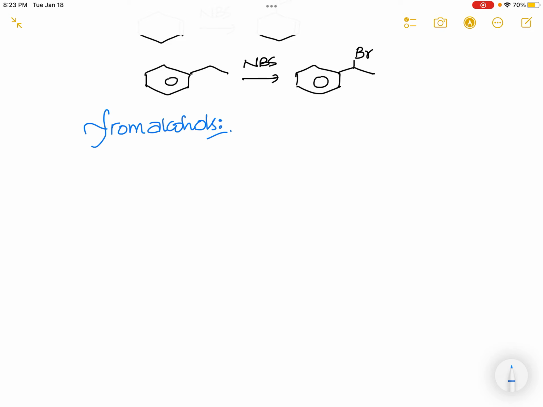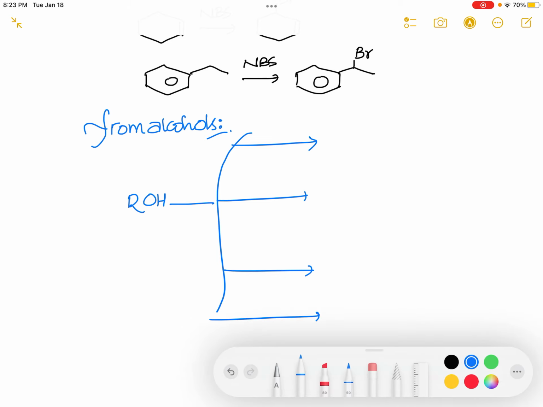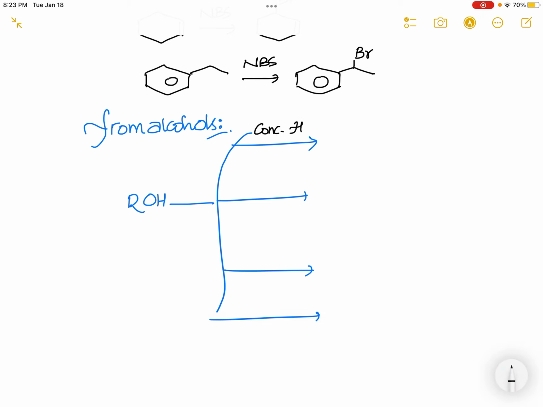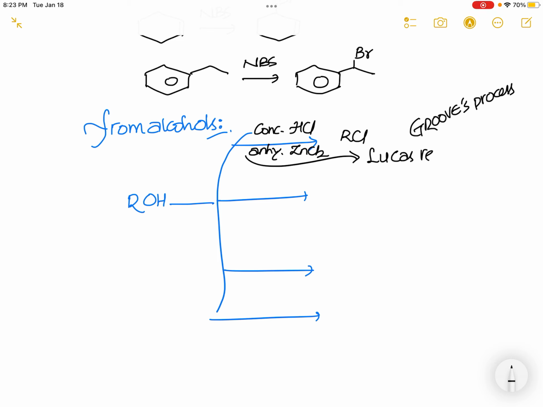From alcohols, or if you are having OH, you can use different ways. We'll check all possibilities. First, you can use concentrated HCl with anhydrous ZnCl2. RCl is formed. This reaction is called the Groove process, and this reagent is called Lucas reagent.